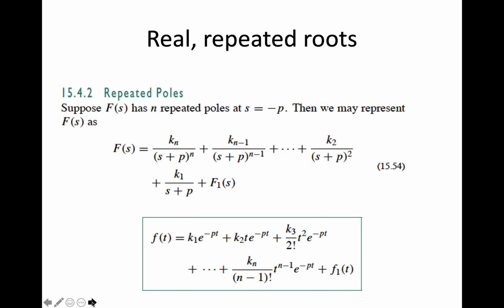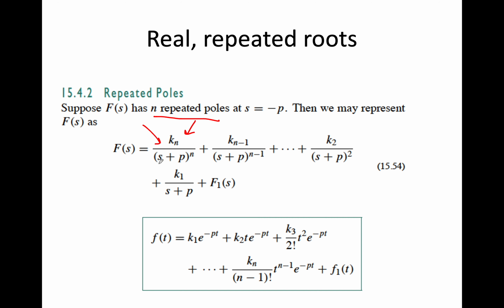Okay, so the second possibility is that you have real and repeated roots. This would be where you had some (s plus p) to the n, could be squared, could be cubed, could be any number of things like that. And if it's repeated n times, then your partial fraction expansion looks like this.